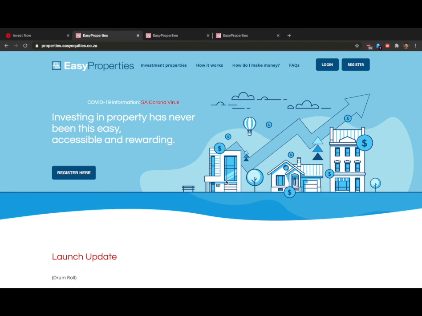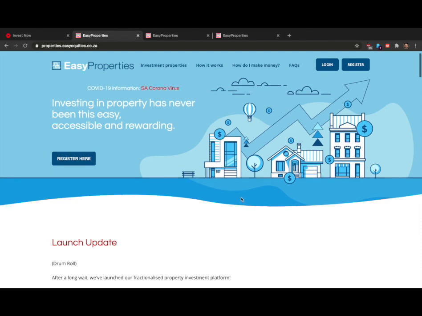So at a high level, what Easy Properties has done is basically replicate this concept of collective investment schemes, which is essentially a pool of money which they administer and use to invest in properties instead of you investing directly. So it's an indirect investment platform.